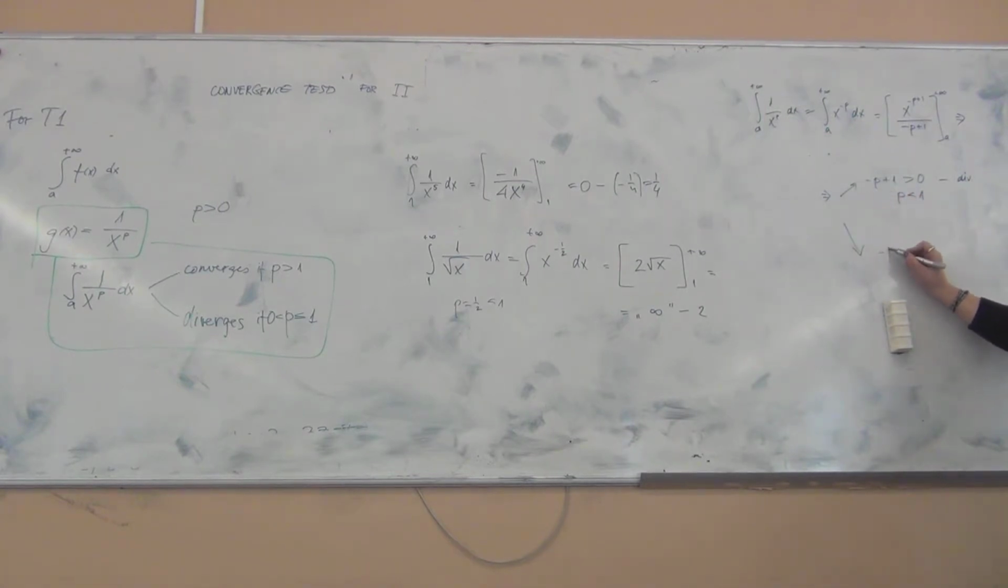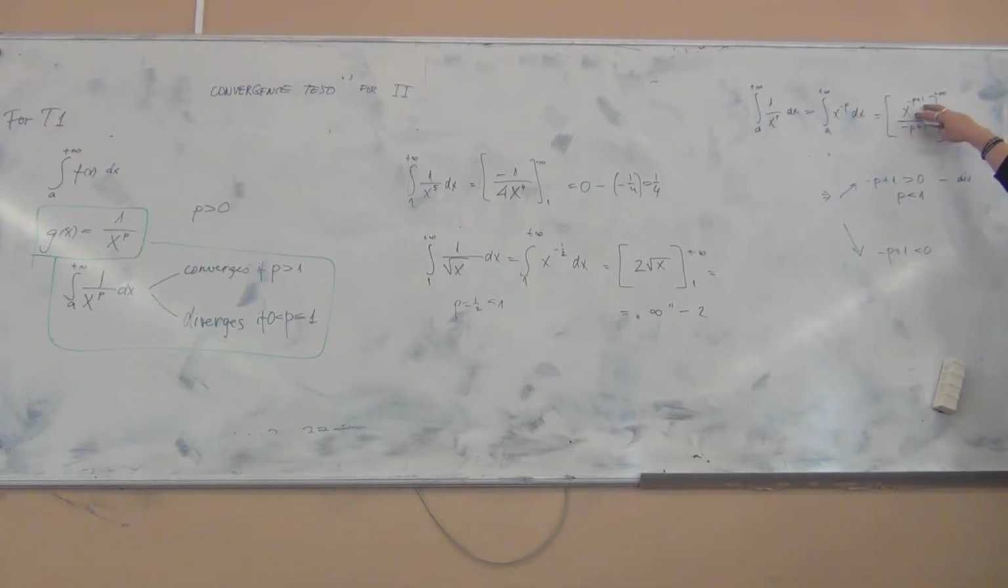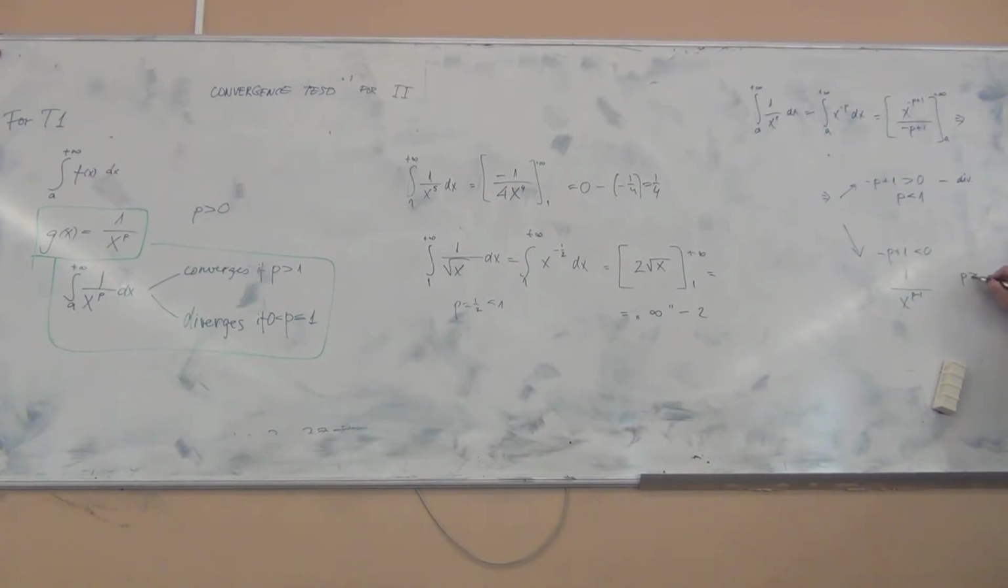On the other hand, if minus p plus 1 is negative, then this means that to make it a positive exponent, I have to move it down below the line. I get 1 over x to the power p minus 1. So if p is greater than 1, then x is down there, and putting in infinity, we will get 0. Something divided by infinity will be 0. So this means it will converge.